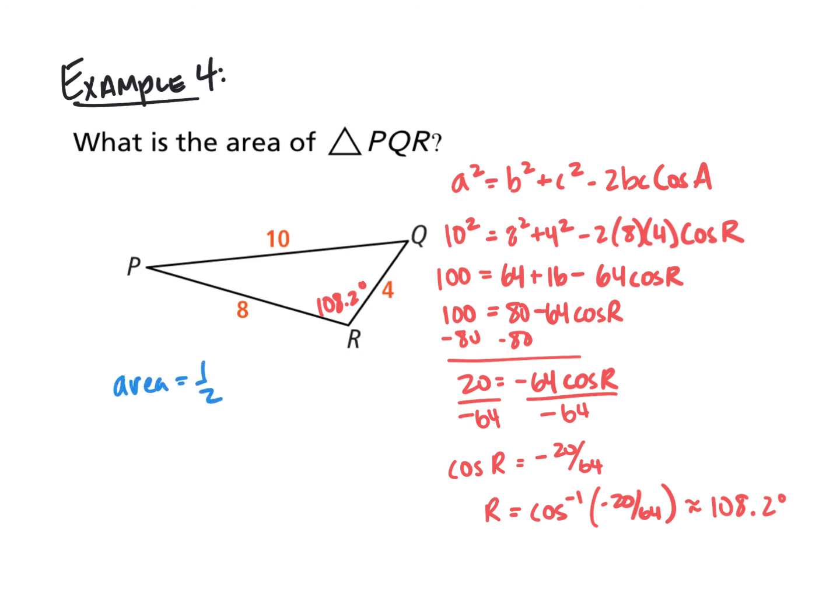So my area is going to be 1/2. Now, since I'm using this angle, I'm going to multiply these two sides that make that angle together. So it's going to be 1/2 of 8 times 4 times the sine of that 108.2 degree angle. And again, now I'm doing some calculator work. So I'll type 0.5 times 8 times 4 times sine 108.2, and it's going to give me an area of about 15.2 units squared.